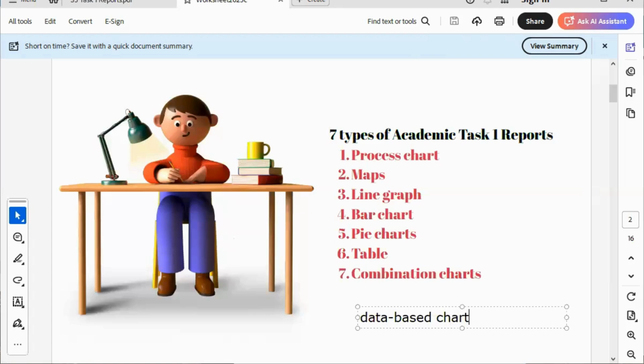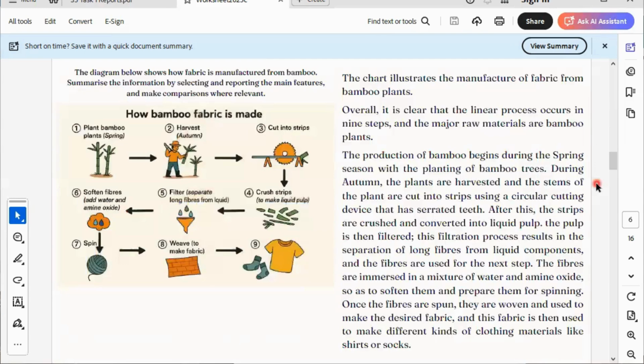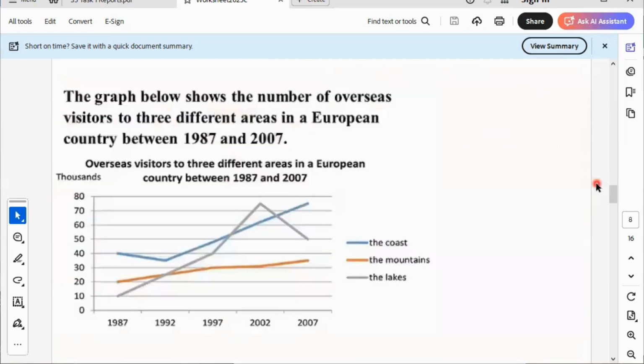data-based charts. Why? Because for those kinds of questions, you are going to be seeing figures: 300, 40, 10%, 6,000, 3 million, 400, 5,000. You're going to be seeing figures representing data. Okay? So we call them data-based charts. And there are 5 of them. You have line graphs, bar charts, pie charts, and table, and then we have combination charts. So to write these kinds of reports, you still follow the same pattern of introduction, overview, and main body. So here we have an example of a line graph report.